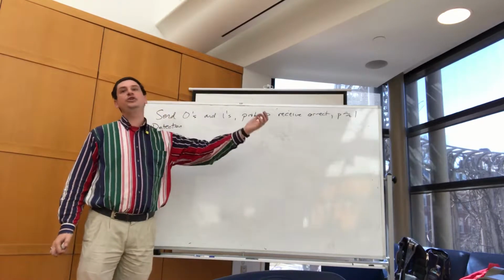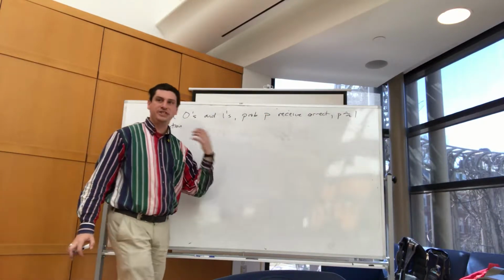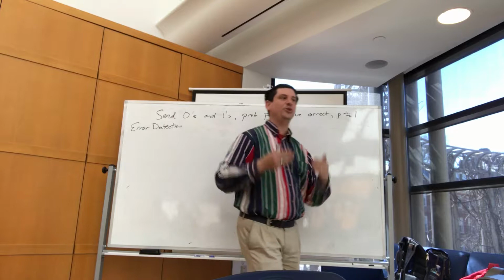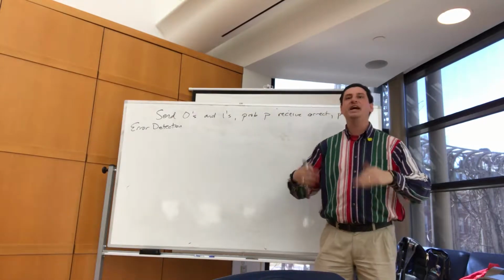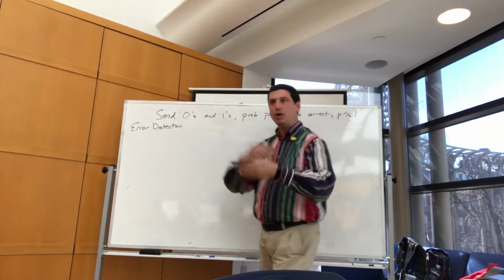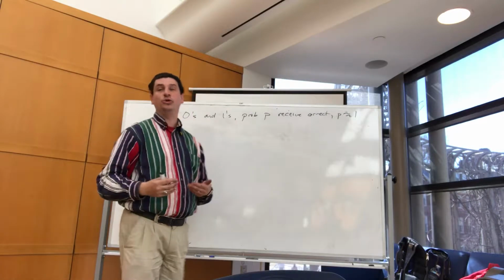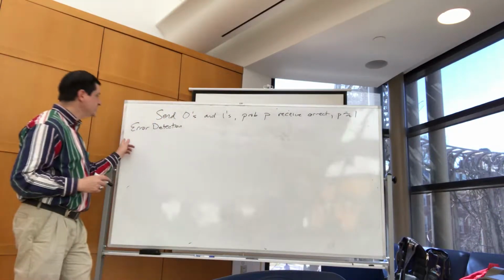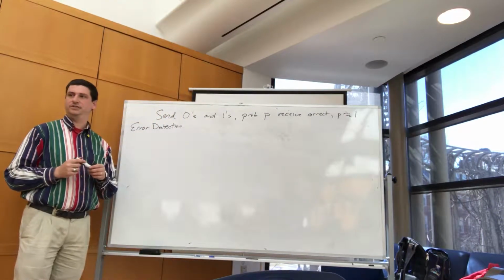If you're transmitting a huge file, and it takes a while to download the whole file, you don't want to download the whole thing, realize there was a mistake, and then have to retransmit the whole thing. You want to be detecting and correcting errors as you go along. So the first thing is, can you detect an error?